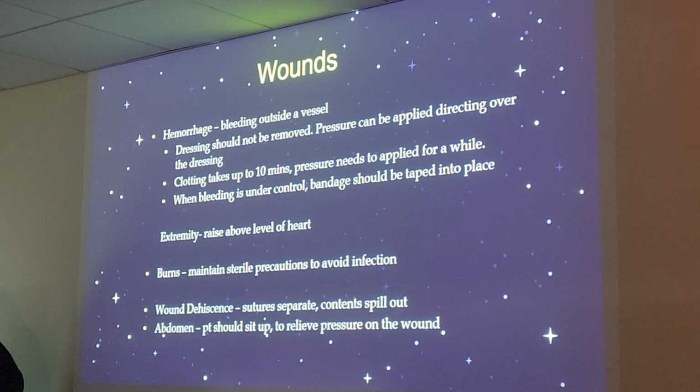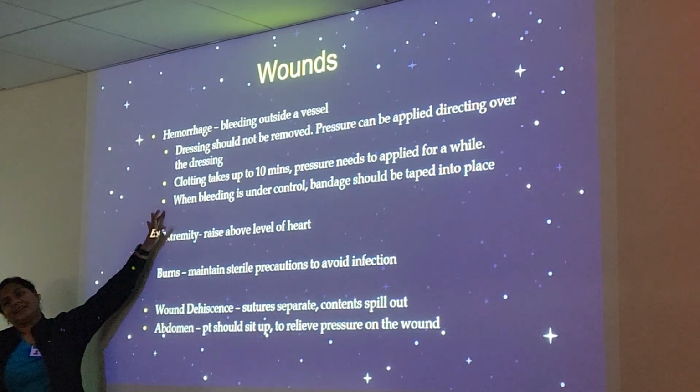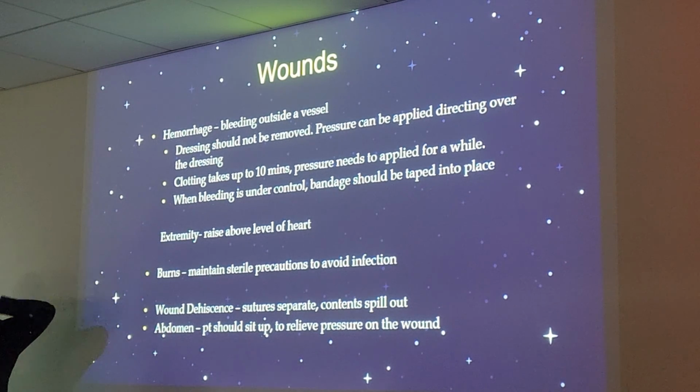Alright. Wounds, hemorrhage, it is basically a bleeding that's happening outside your vessel. So if your veins or arteries are bleeding out, the dressing should not be removed. The pressure can be applied directly on top of the dressing if they have a dressing. And since these are vessels, the clotting may take up to 10 minutes, so pressure needs to be applied for a while for us to be able to stop that bleeding. Once the bleeding is under control, then we can place a bandage over it. Would we ever experience this in X-ray? Probably not. That would be dealt with by a nurse.